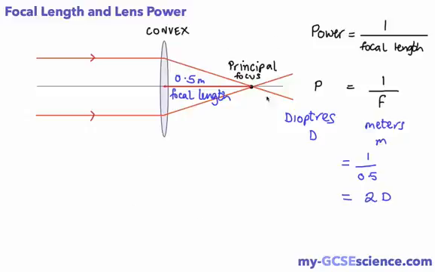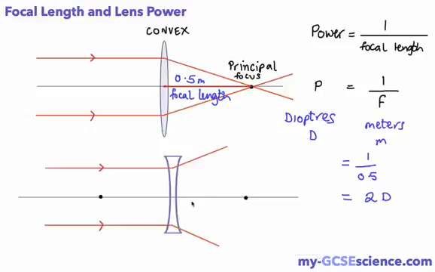Now we must remember that while that's quite straightforward here for a convex lens, sometimes we have a concave lens, and for a concave lens it's the same idea. We use 1 over F, but the value of lens power will always be negative. So in this case, if we use the same focal length, it will be not 2 diopters, but it will be minus 2 diopters, simply because a concave lens requires a negative value for its lens power.